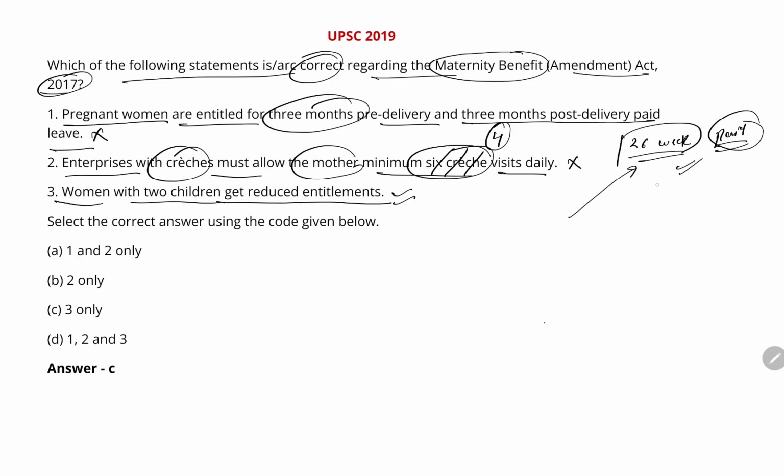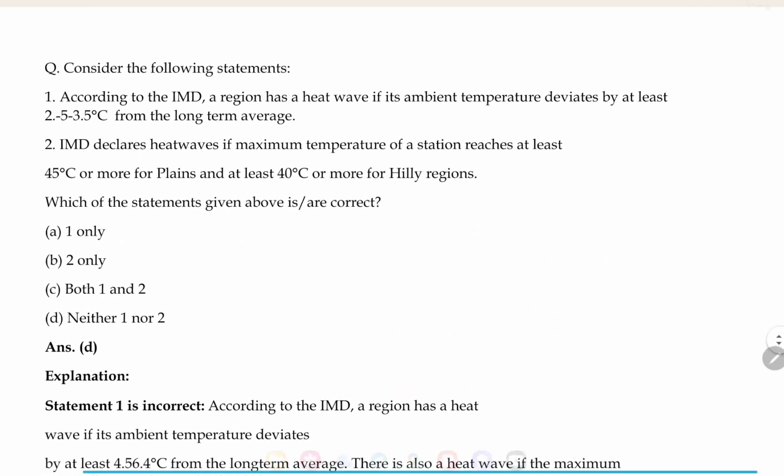Now, this benefit of the 26 week of the paid leave is available only up to the 2 child. So if any woman who is conceiving for the third time, she is not going to avail this entitlement. So that's why the women with the 2 children get the reduced entitlement for the third time. So this statement is correct. So from here, the option C will be the correct option.